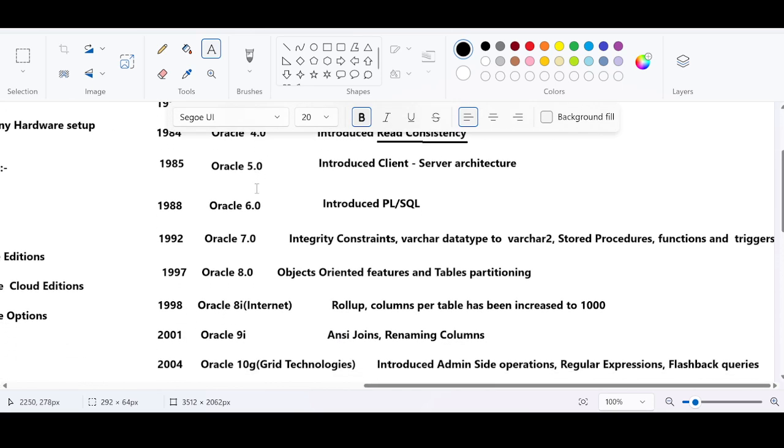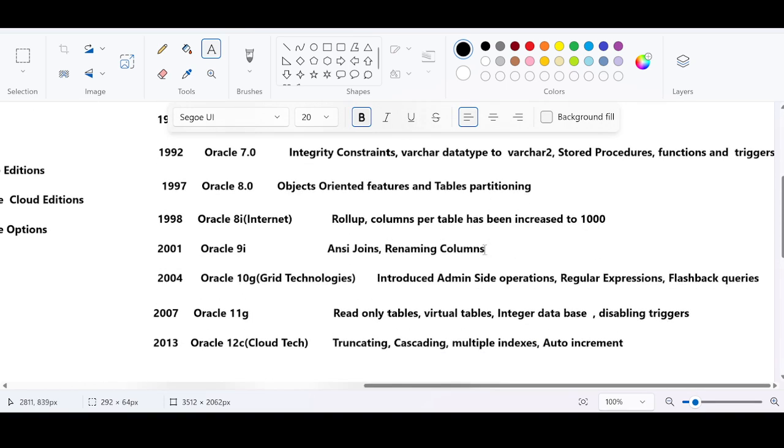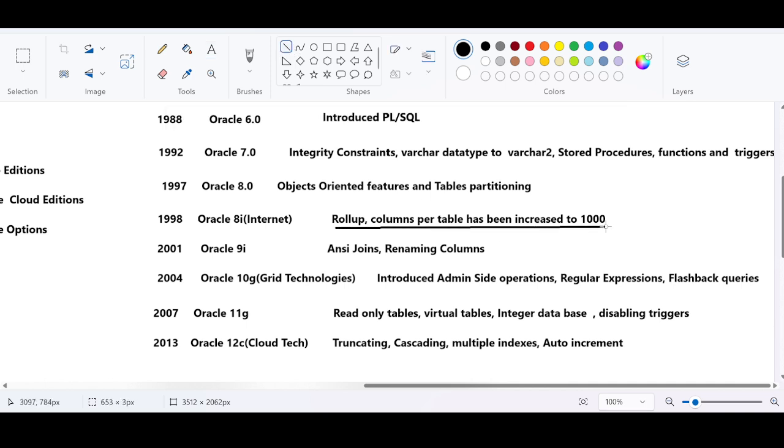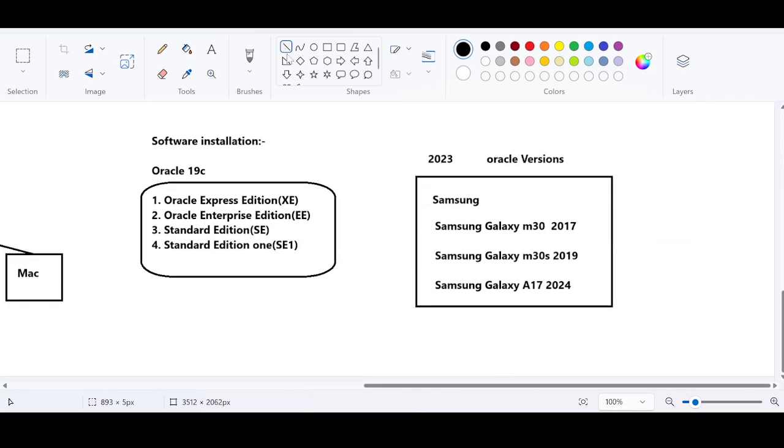The idea is the same, the fundamentals are the same. Everything is the same, but the only new thing is that you will have new features, which are very advantageous. This is a new thing in Oracle 8i, this is the new thing in Oracle 9i, this is a new thing in Oracle 10g. At the same time, if there are any bugs in the old features, they will be removed. This is the versioning concept. This is all about Oracle versions.